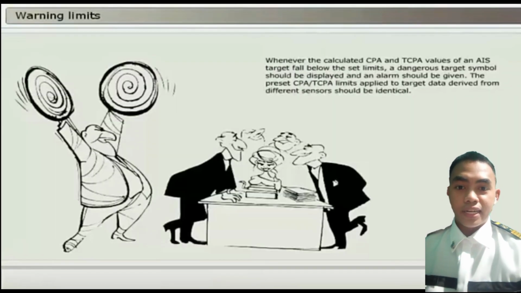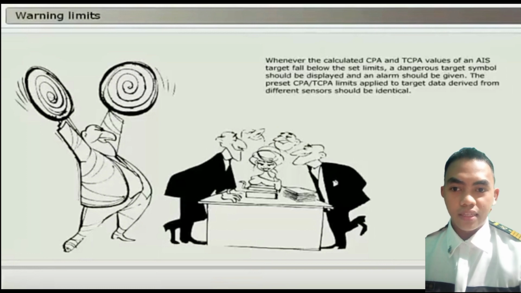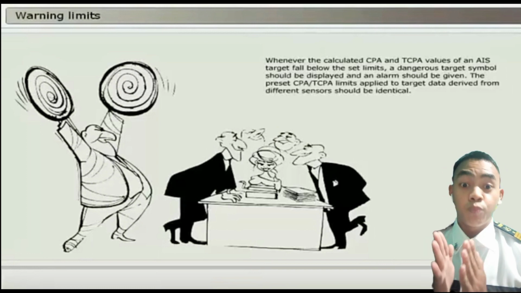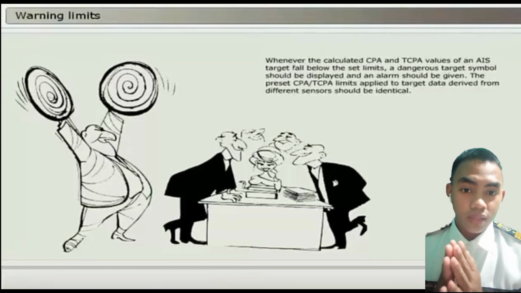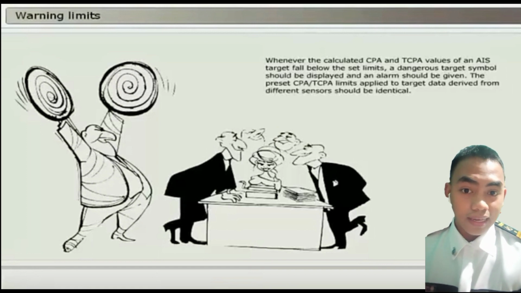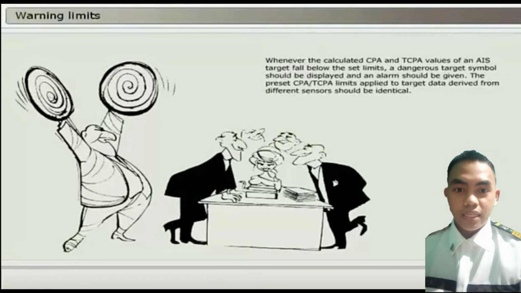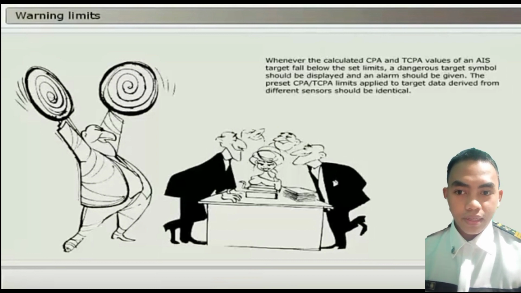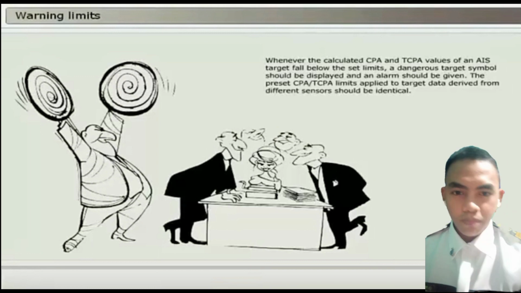Let's proceed to warning limits. These are the warning limits of AIS. Whenever the calculated CPA and TCPA, where CPA is the closest point of approach and TCPA is the time to the closest point of approach, values of an AIS target fall below the set limits, a dangerous target symbol should be displayed and an alarm should be given. The preset CPA and TCPA limits applied to target data derived from different sensors should be identical.